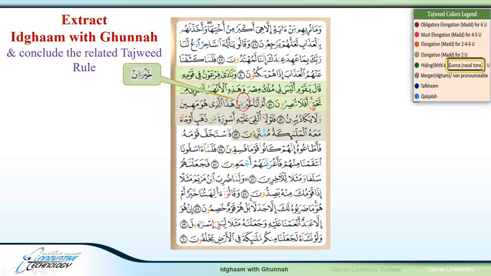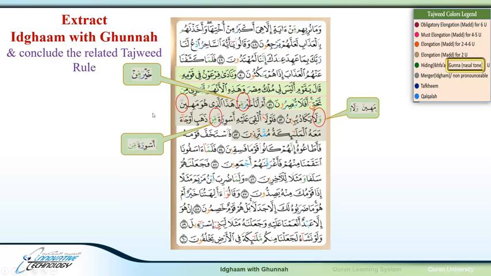Khayrun min. Tanween, now it's in gray, indicating idgham merger. Min, indicating ghunna. So a combination of idgham and ghunna. Khayrun min. Muhinun wala. Tanween with waw. Aswiratum min. Khayrun min. Mahinun wala. Aswiratum min.